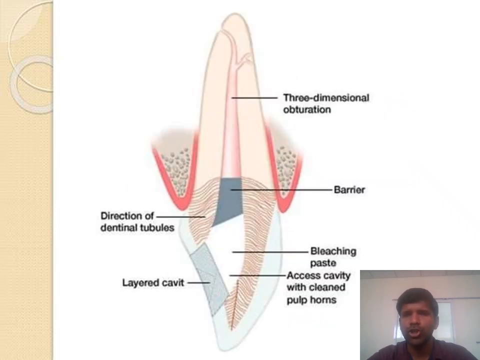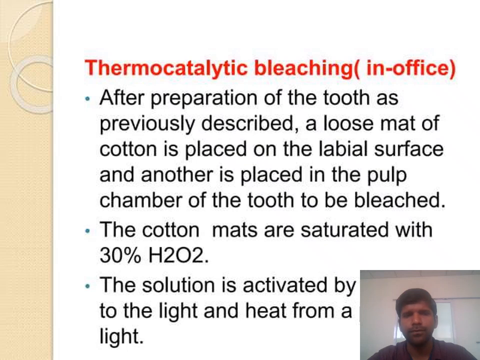Here we see three-dimensional obturation and the barrier placed, which can be MTA or GIC or resin modified GIC. Here MTA is the best barrier that can be used, and here we place the bleaching paste intracoronally at the core region, and a layer of cavity is placed and covered, and the access cavity with cleaned pulp horns are treated with the bleaching agent.